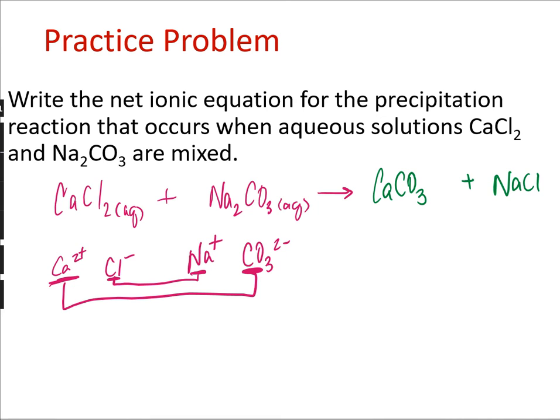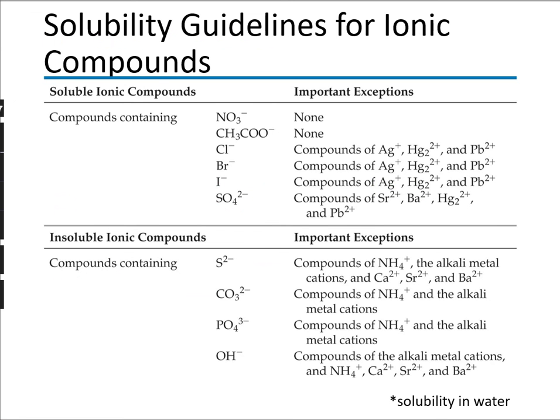So if we go back to our solubility table, we can determine the physical states. So were they or were they not soluble in water? So calcium carbonate. Carbonates are towards the bottom. So this bottom section shows you things that are insoluble. So carbonates are generally insoluble, but we have to look at the exceptions because the exceptions are going to be soluble.